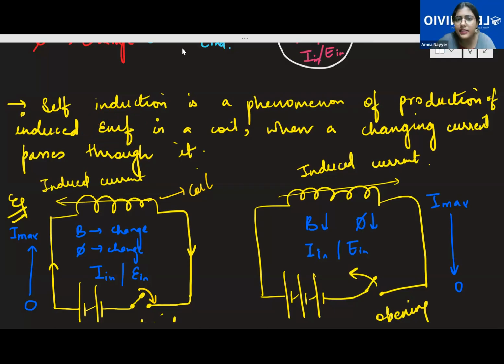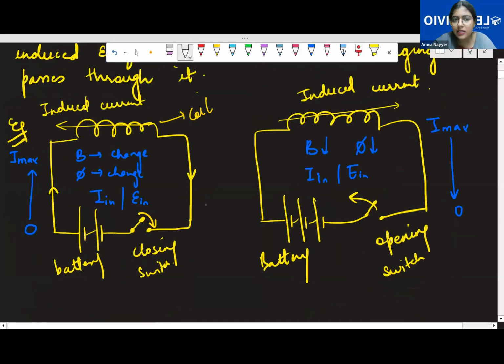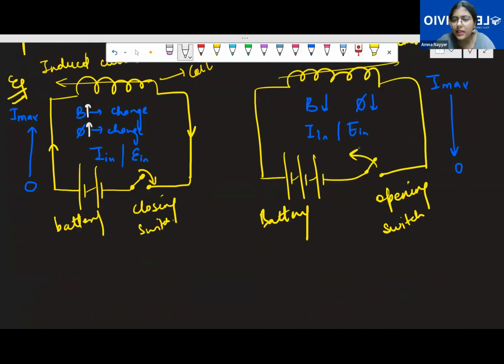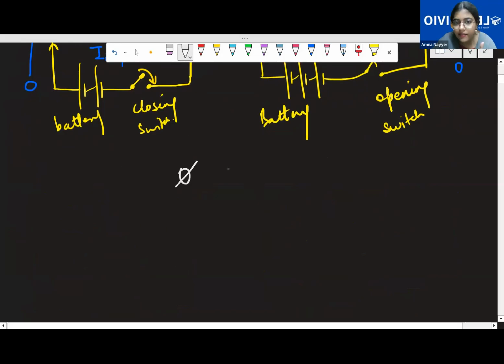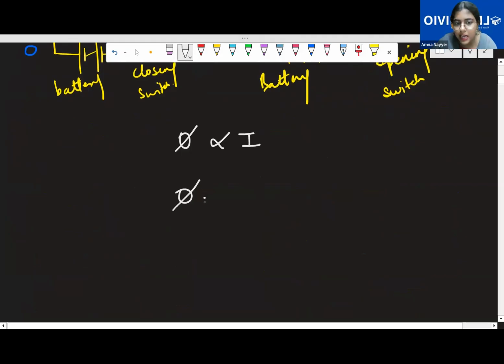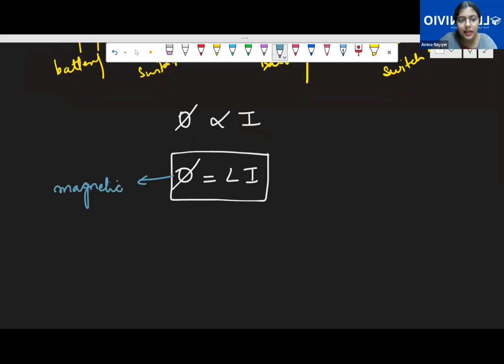And formula wise, it is very easy to remember. See, if the current here increased, this also increased. When the current decreased, this decreased. So we can straight away say that the magnetic flux is directly proportional to the current. Here, in order to remove the proportionality sign, a constant term comes, that is L. Now what is this? Let me discuss the terms. See, phi you already know, this is the magnetic flux. I is the electric current.